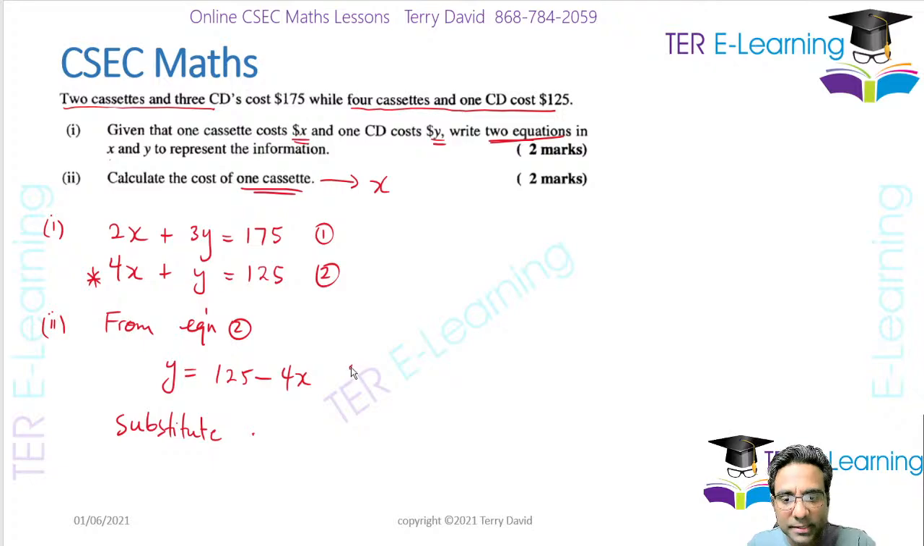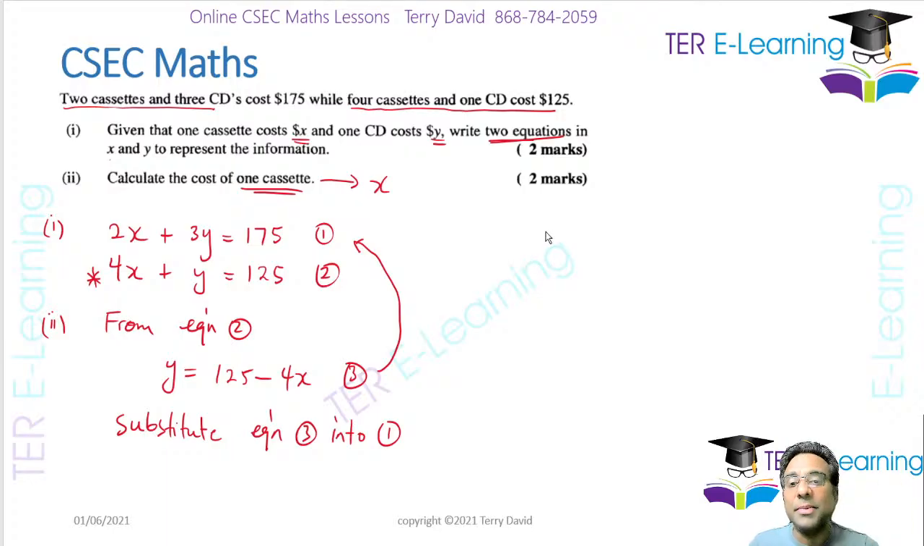So let's call this equation 3 now. So I'm going to substitute equation 3 into my first equation. That's what I'm going to do. So this here, I'm going to take that and substitute that into this. If I do that, I'll be able to solve for x. So here's what we're going to do.